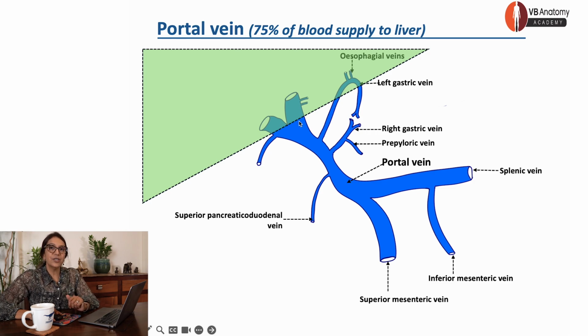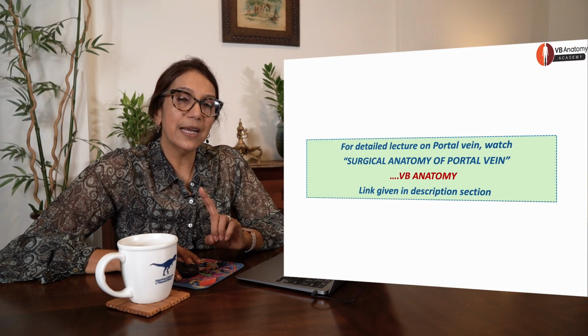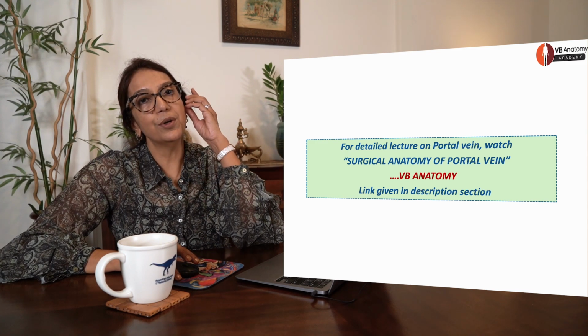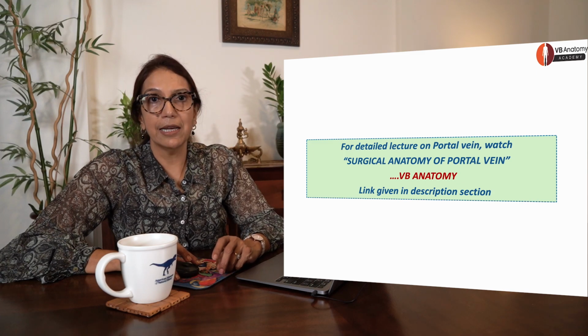The vein now reaches the liver and divides into right and left branches of portal vein. So you saw how formed by blood vessels coming from the gut, it divides into branches in the liver. The right branch of portal vein receives the cystic vein. Left branch of portal vein receives the paraumbilical veins. And this is how blood from your gut reaches into your liver. Much more about the portal vein, its surgical anatomy is taught in the lecture Surgical Anatomy of Portal Vein. Please see that. It will give you a lot more information about this portal vein and its clinical relevance.